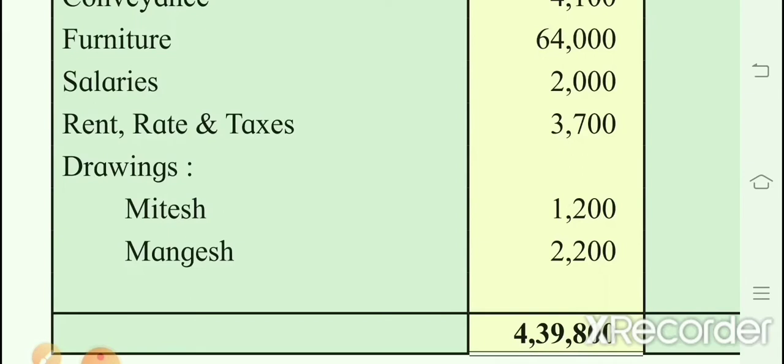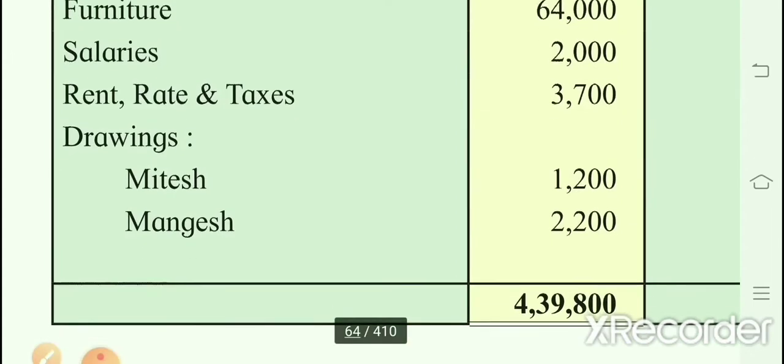We will deduct means in the partner's current account, we will write the drawings on debit side. Remember that if we are going to deduct something from partner's current balance, we will debit it. If we are going to add something to partner's current balance, we will credit it. Okay, so these drawings will be written on debit side of partner's current account. Two drawings, Mitesh amount 1200 and Mangesh amount 2200.